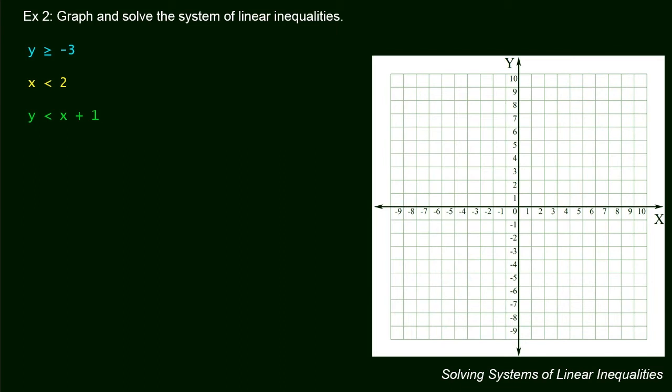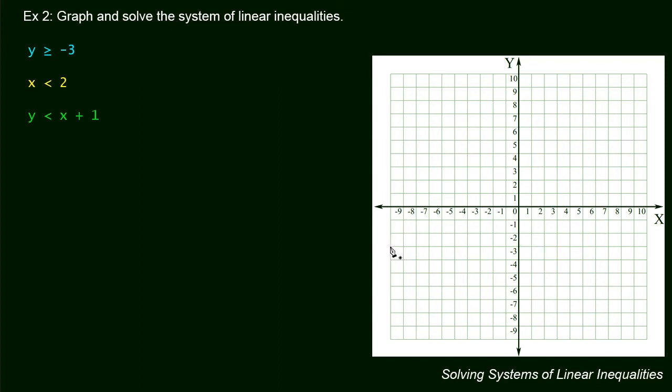In this second example, we are given a set of 3 inequalities that we are asked to graph and solve. In this inequality, we are told that y is greater than or equal to negative 3. This means that this is a horizontal line going through the point negative 3. Our slope in this case is 0. So I'm going to look for y equals negative 3, which is right over there. And this is just going to be a horizontal line.